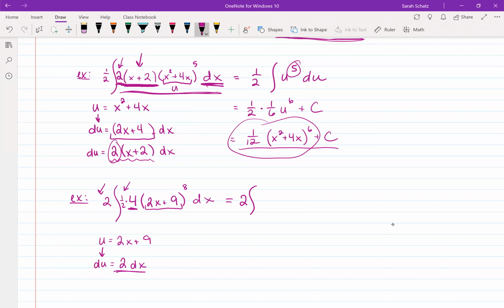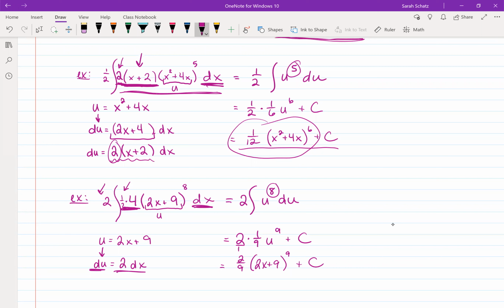This 1/2 times 4, remember, this is all just 2 dx. So that all is just du, and then it's u to the 8th. So I have u to the 8th du. And then I take the antiderivative, bringing the 2 down. You guys, n plus 1 is 9. So 2 times 1/9 u to the 9th plus c. Let's call that 2/9. Make sure you multiply that fraction correctly, since that 2 would be on top this time. So I have 2/9, and then in here, 2x plus 9 to the 9th plus c.